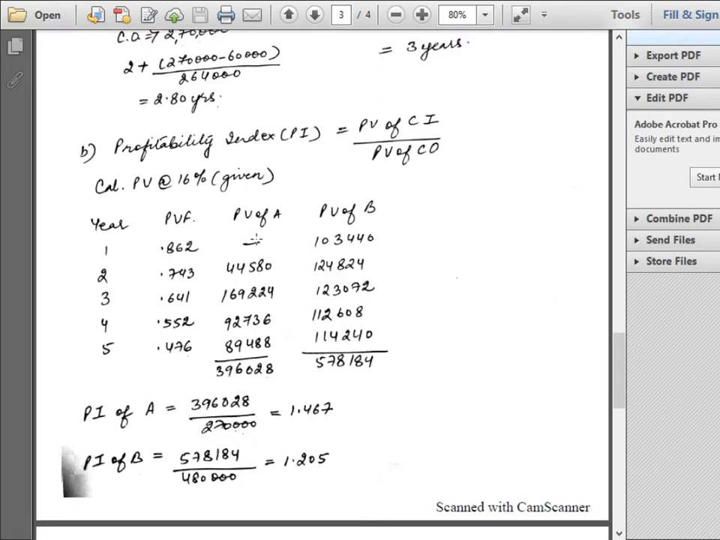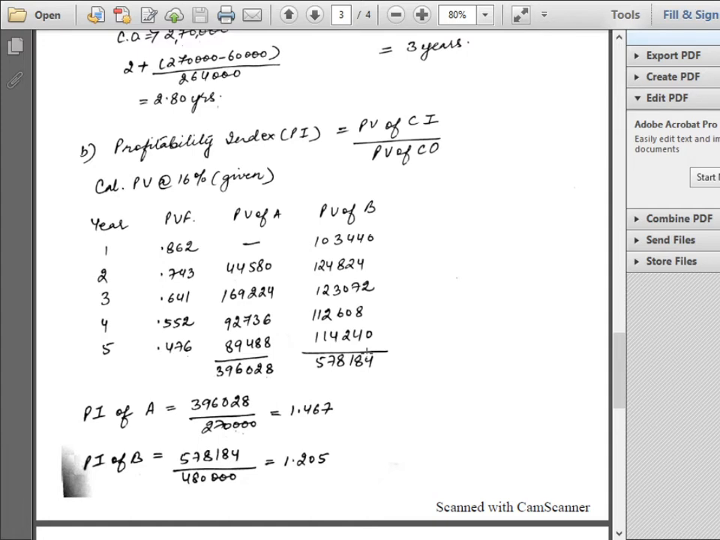The second value, cash inflow of year 2 for project A, is 60,000. The next amount will be 60,000 multiplied by 0.743, and the result will be 44,580. Similarly, the other present values of cash inflows will be calculated for project A, and similarly it will be calculated for project B.